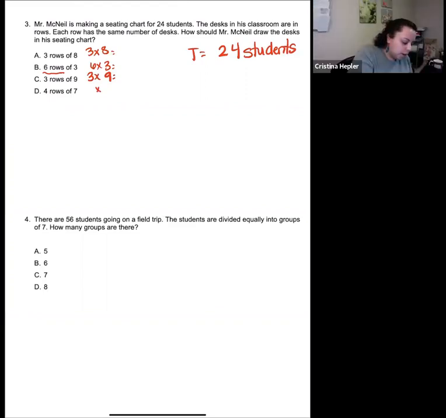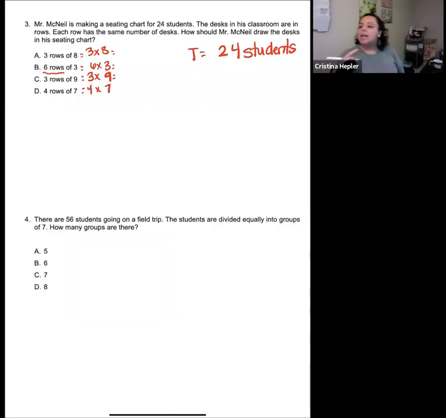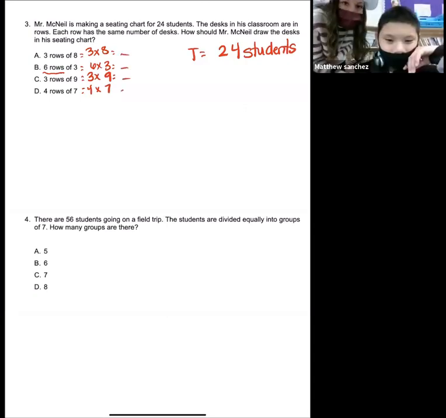Yep, so look up here. 3 rows of 9 is equivalent to 3 times 9. 4 rows of 7, how do I write that? So all of these are equal. How do I write that in multiplication? 4 times 7? Thank you. Yes, 4 times 7. Now on your paper, I want you to find the products for each one.